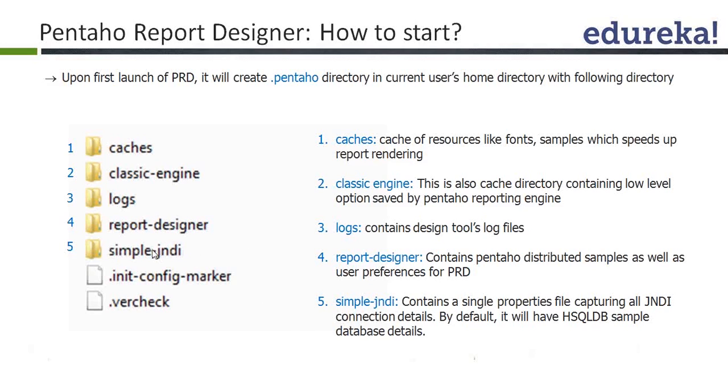Simple JNDI. Actually the name simple is misleading. It should have been just JNDI, but this is open source and it's been there since long, so it is still the same. So simple JNDI is where you will keep your JNDI related configuration. There will be one .properties file. We are going to see it, study it and configure it. So that's where you will configure your JNDI. By default, it will have one JNDI configuration, which will be the HSQLDB sample.